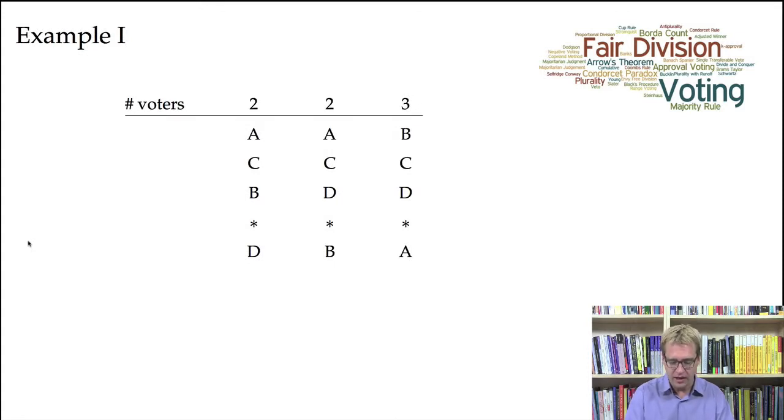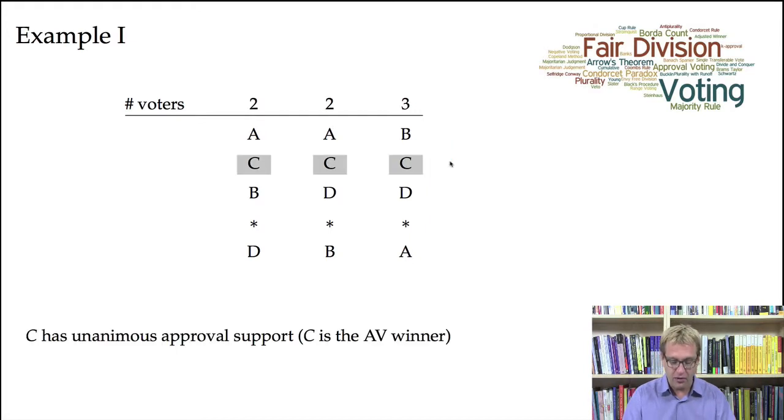So first of all, here's our example. There are 7 voters altogether, and everybody approves of their top 3 candidates, and they have these rankings. Now note, candidate C has unanimous approval support. So naturally C would be the approval voting winner. So the question is, would C be the preference approval voting winner?